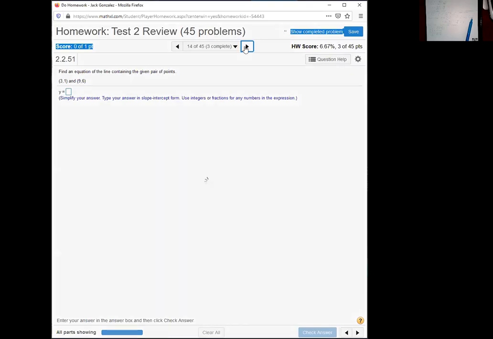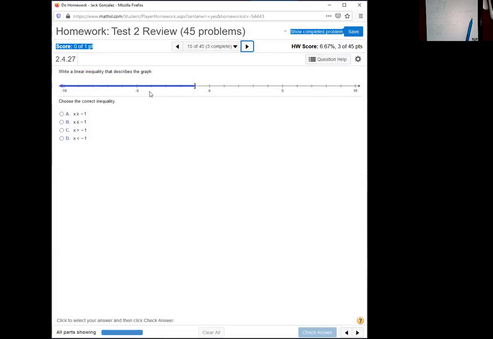Okay, this next one is the same type of garbage. Oh, this one's different. This one's not too bad. You just need to remember what the symbols mean, right? Remember, bracket means you're going to have equal to. So right away, C and D don't make sense because these don't have the equal to part. If there was a parentheses, then you would choose C or D.